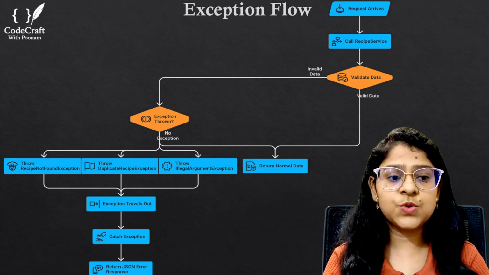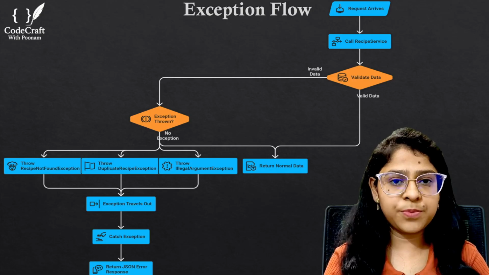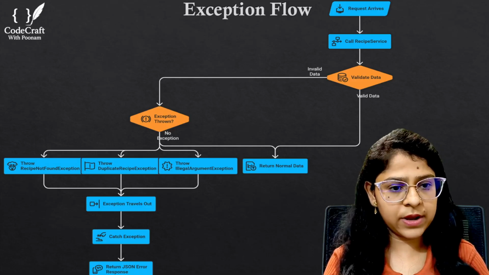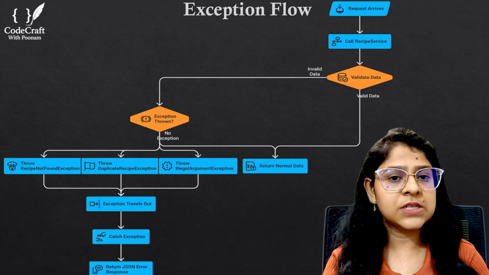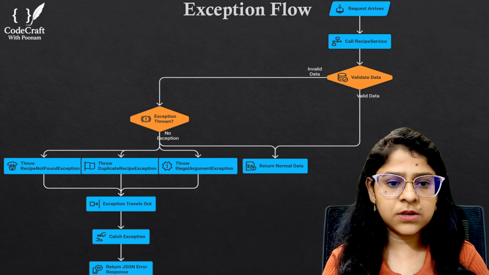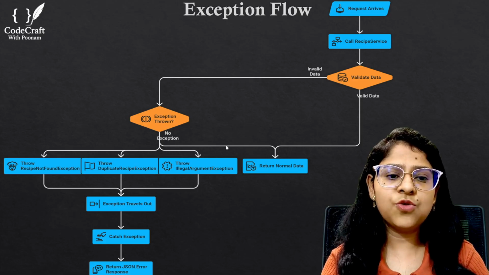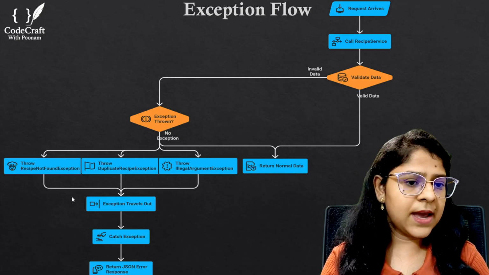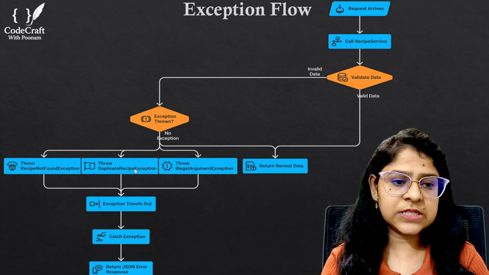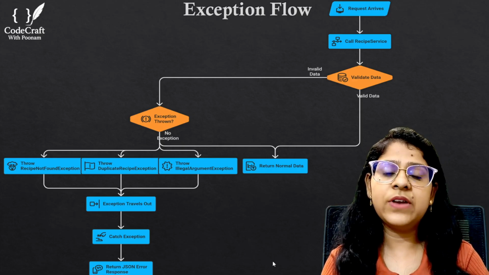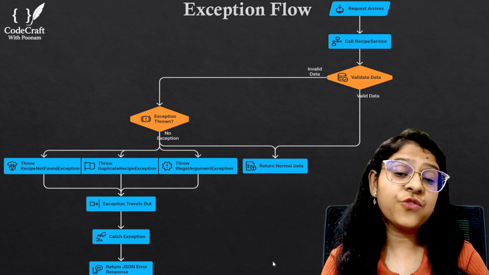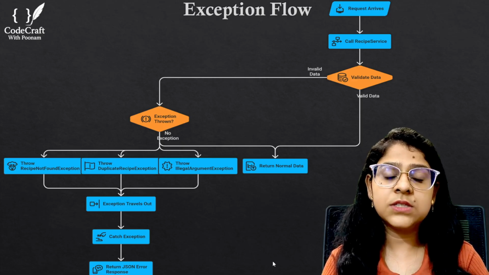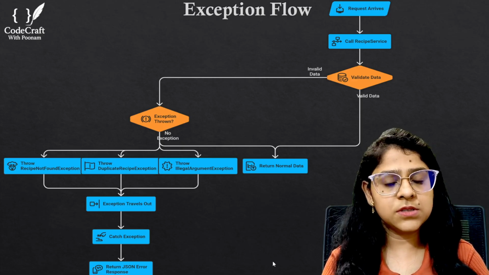That is, when a user enters a recipe which is not present, then this recipe not found exception will be thrown. So you can have custom exceptions based on your project. And if there is no exception thrown, then it will return the normal data. Here you can see that these exceptions are thrown. Then what will happen? The exception travels out of the controller, and then we have a separate file for this exception handling.